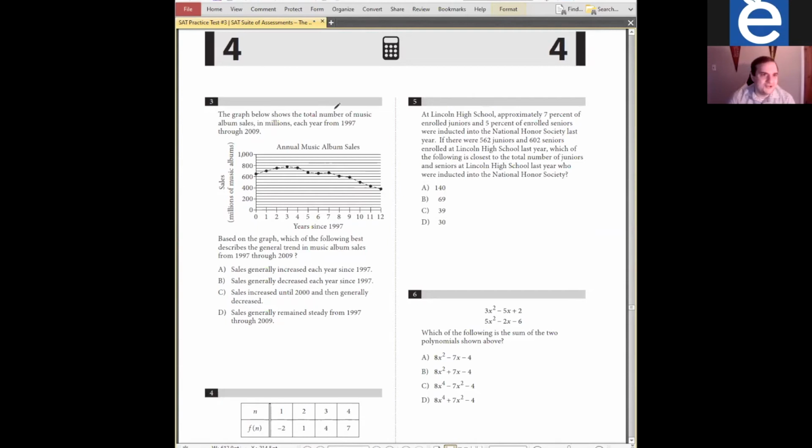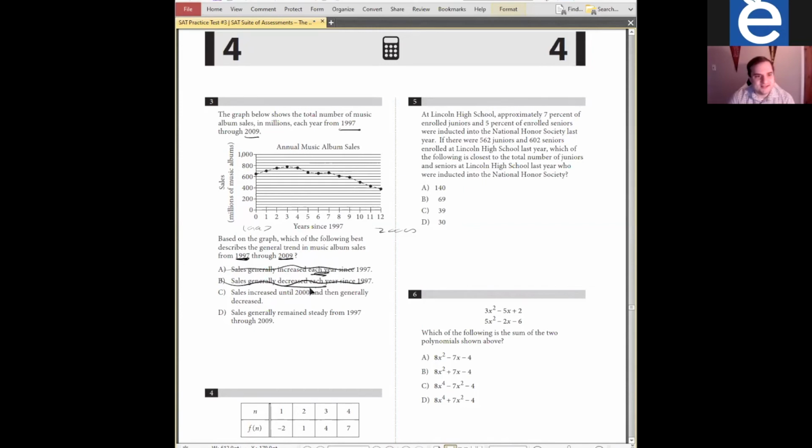All right, the graph below shows the number of music album sales in millions each year from 1997 to 2009. Based on the graph, which of the following best describes the general trend in music album sales from 1997 through 2009? So if we take a look here, right, it goes up and then it goes down. So sales generally increased each year. Nope. They didn't. So sales generally decreased each year. Nope. It goes up and then it goes down.